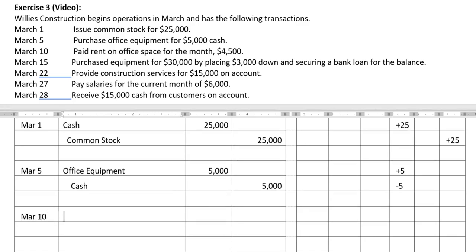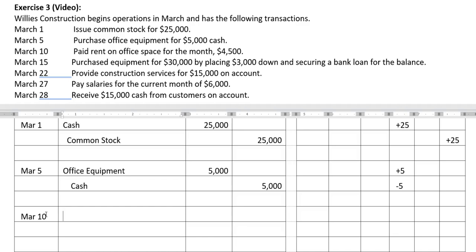March 10th, it says paid rent on office space for the month. That's important. We're only paying the current month's rent, $4,500. So what are we paying? Rent. Now, when we talk about rent, there's two options. It's either prepaid, which means we paid rent for the future, or it's an expense to us because we paid for the current period. Well, in this case, it's going to be rent expense because it's just for the current month. So our expense account is going up.